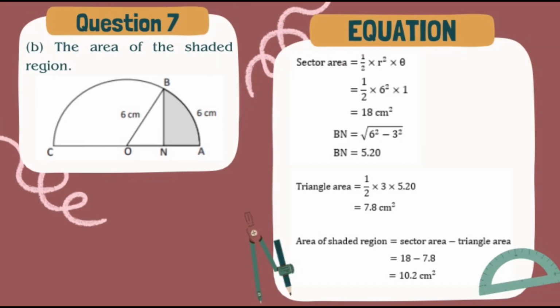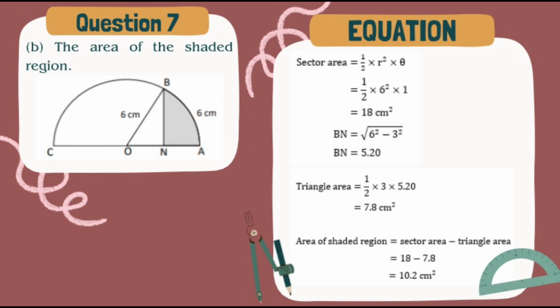To find the shaded area, we first need to find the sector area, which is 1 divided by 2 times radius to the power of 2 times theta. The given information is radius equal to 6 and theta is equal to 1. So 1 divided by 2 times 6 to the power of 2 times 1 equal to 18 centimeters squared.